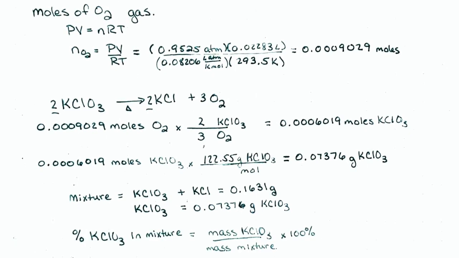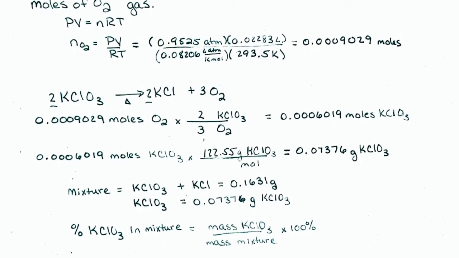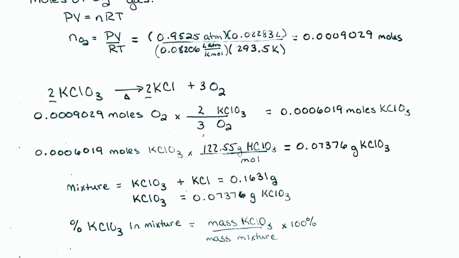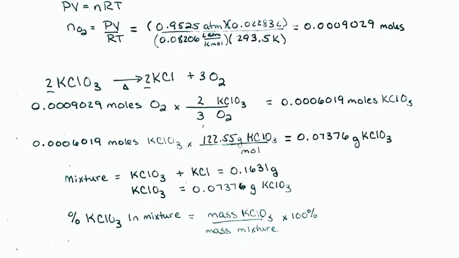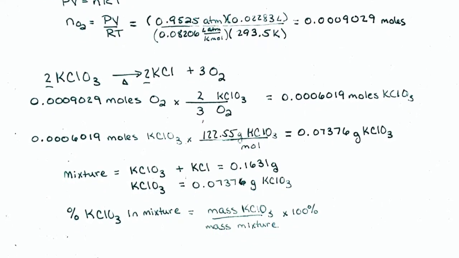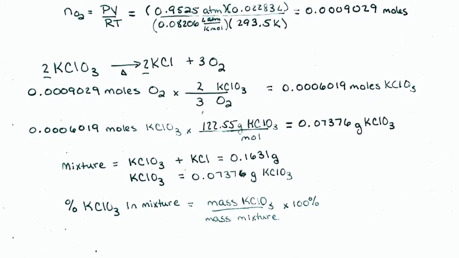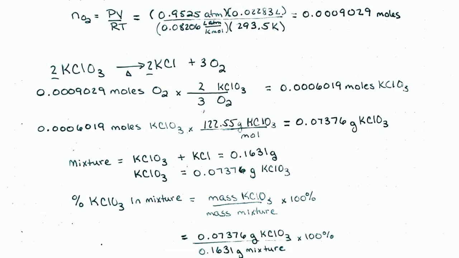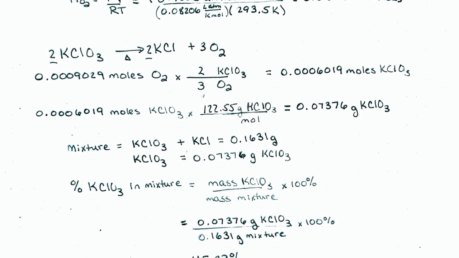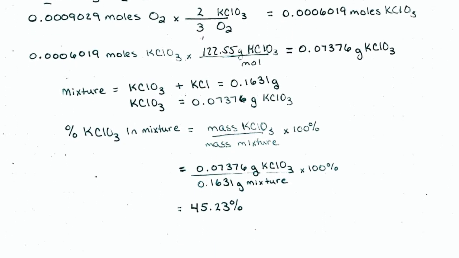Since our ultimate goal is to find the percent potassium chlorate in the mixture, we will need to take the part of the mixture that is potassium chlorate, which is the mass of the potassium chlorate we just found, and divide it by the mass of the total mixture. And because it's a percent, we will multiply it by 100%. You are likely to find that your percentage is somewhere between 35 and 65%.